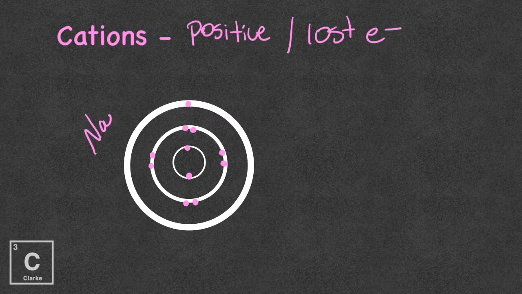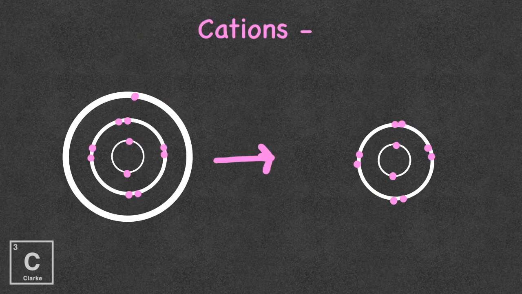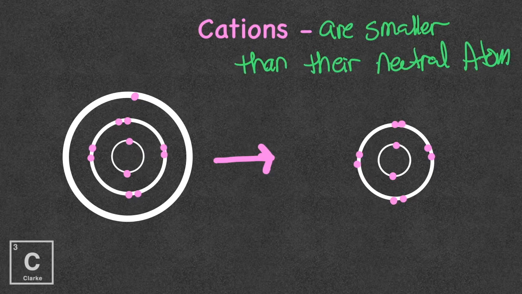For neutral sodium to become cation sodium, it's going to lose that electron. When we lose that electron, that energy level also goes away, and we get something like this. When that valence electron is removed, the ion gets smaller because now it has fewer energy levels. So one thing we always need to remember is that cations are smaller than their neutral atom. If we have neutral sodium here, it's going to have the atomic radius that it does. If we lose that valence electron, cation sodium is going to be much, much smaller.